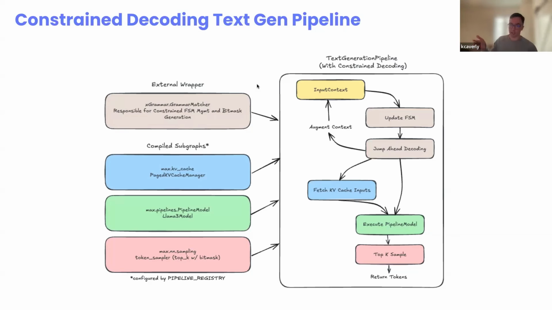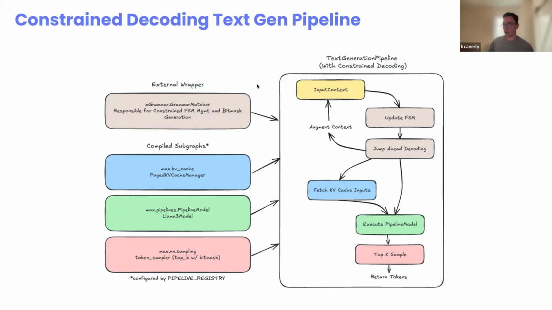Once we've reached the end of the collapsible single paths for the finite state machine, we will branch into the prior pipeline in a similar fashion. We will take our inputs, run a compiled graph to fetch and retrieve these KV cache inputs, and pass both the input context and the KV cache inputs through to the pipeline model to execute. We will then sample this and return the tokens.